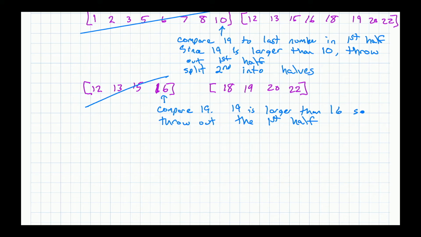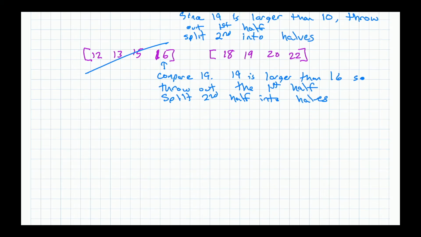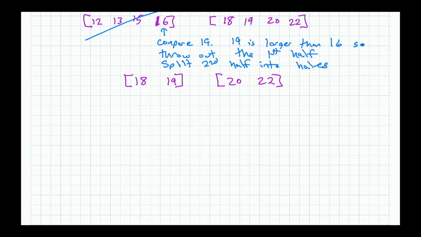What are we going to do with the rest? We're going to cut that half in half. So split the remaining half into half. What are we going to get? We're going to get 18, 19, 20, 22, like that. Then you're going to compare the 19 to the 19.